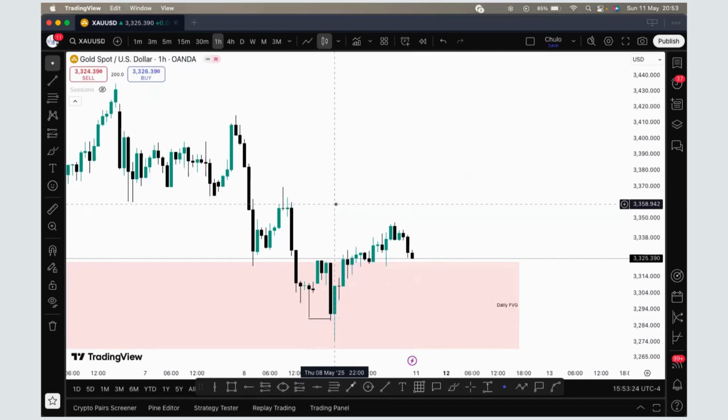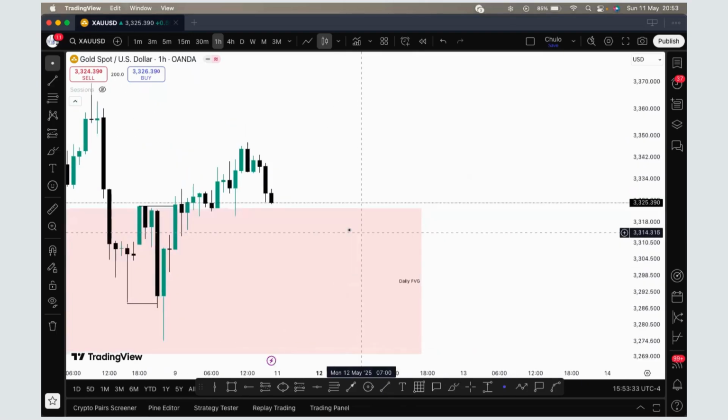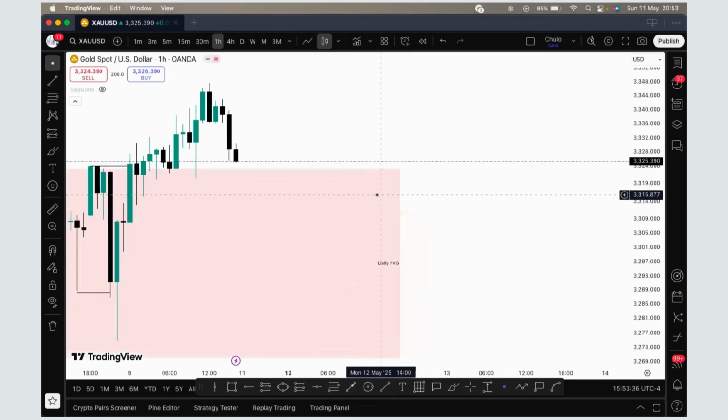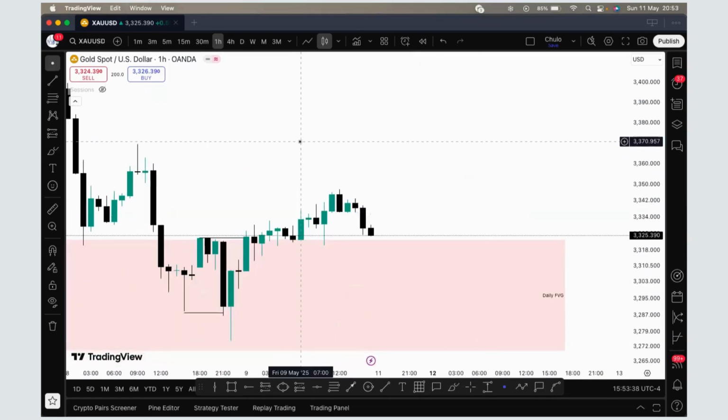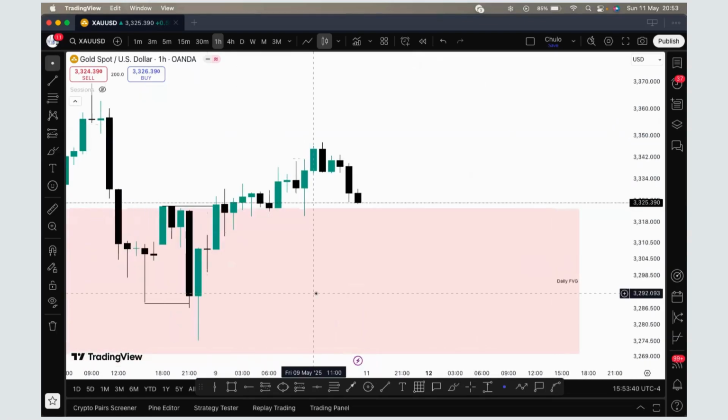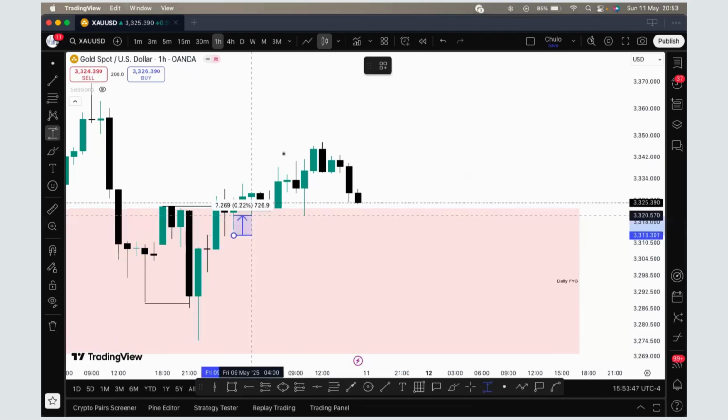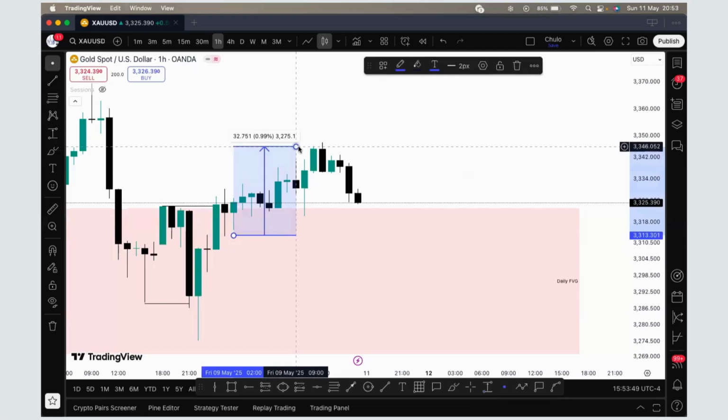You have this happen, and you have this structure shift, right? And last week on Friday, we're on these buys here, up to this level. That's approximately 302 pips. We're on these buys last week Friday.